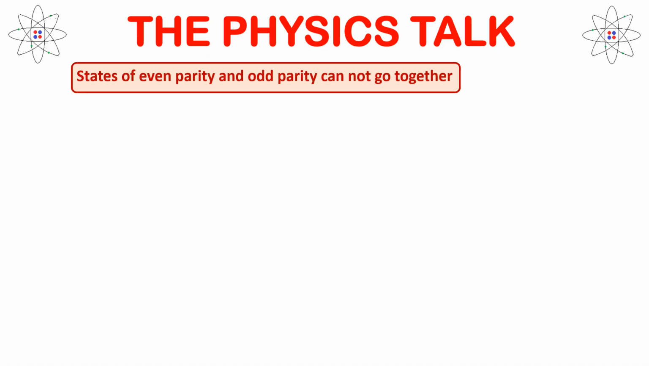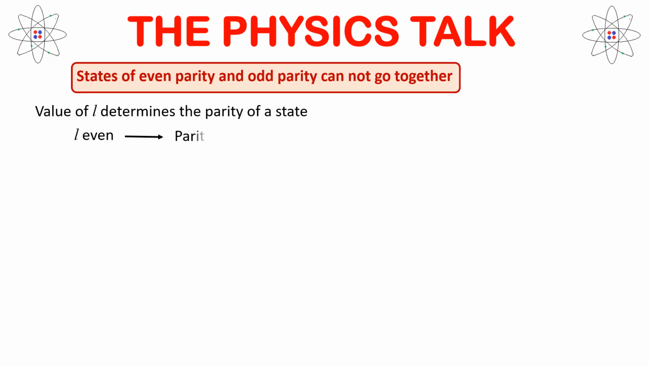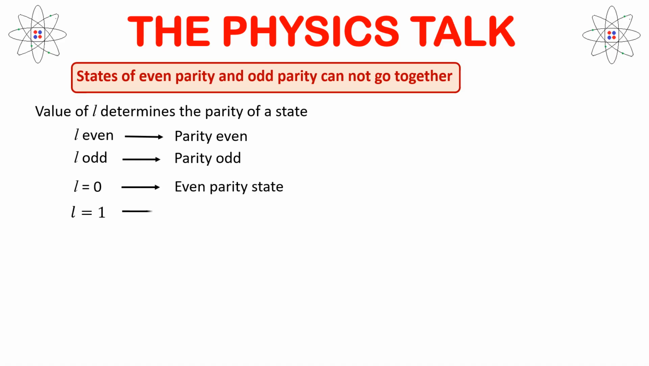Here we invoke one principle. States of even parity and odd parity do not mix together. We know that the value of L determines the parity of a state. When L is even, parity is even. When L is odd, parity is odd. L equal to 0 signifies even parity state. L equal to 1 signifies odd parity state. Again, L equal to 2 signifies even parity state.